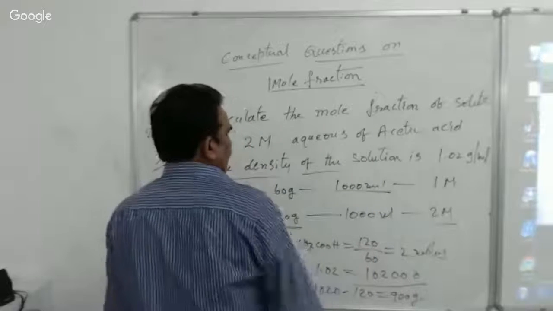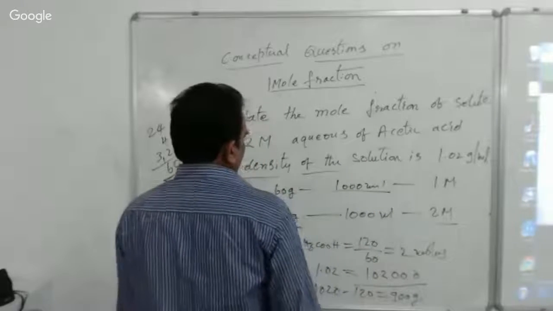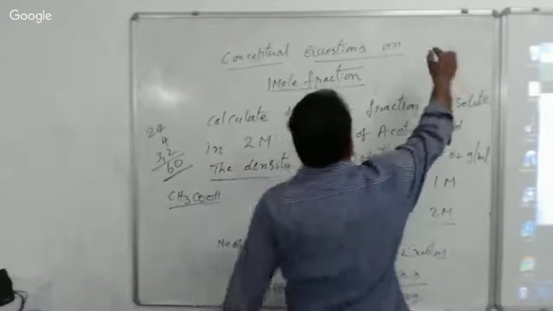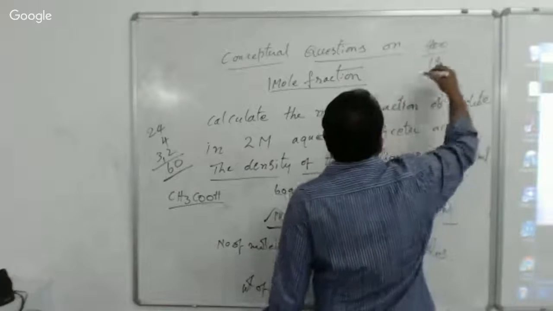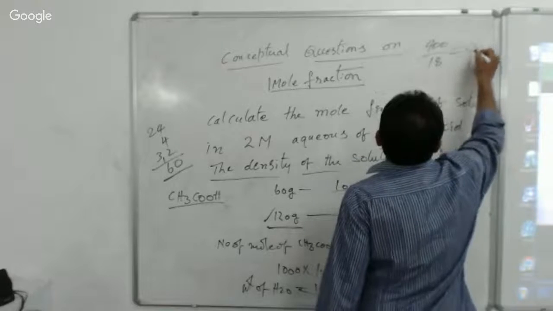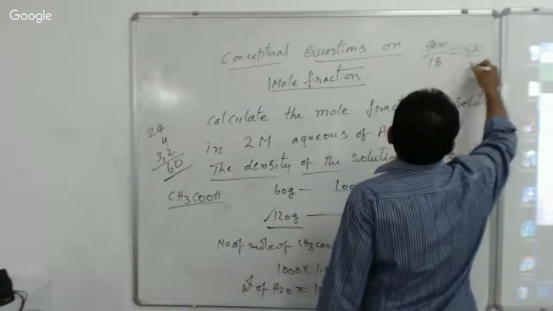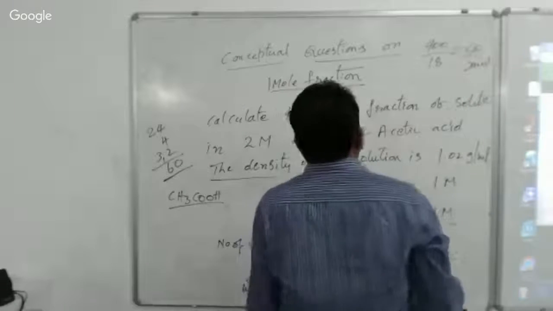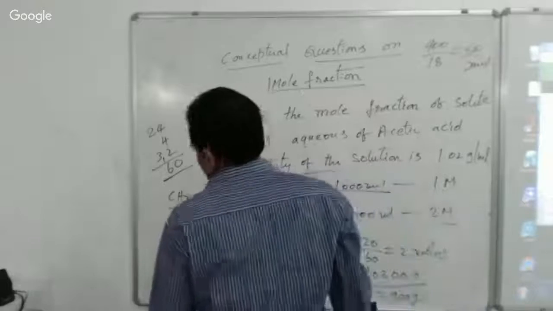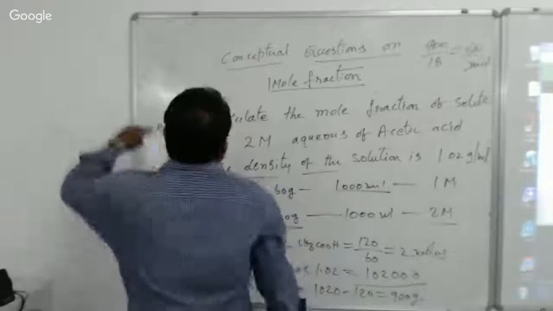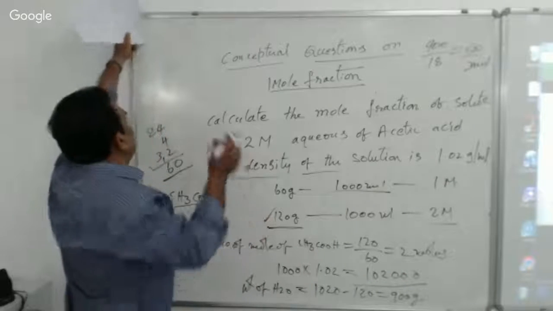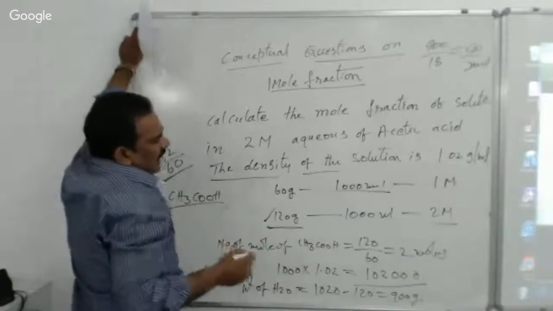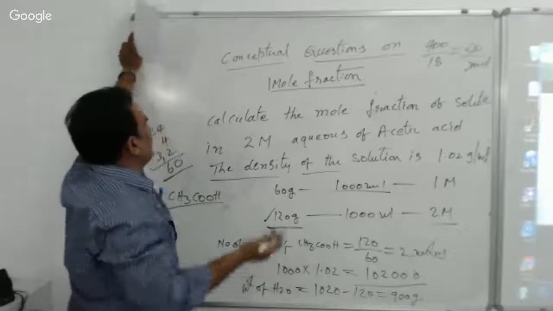Once I know the weight of water, I know the molecular weight of water. So 900 by 18, where 18 is the molecular weight of water, is 50. So I got 50 moles; the number of moles of water is 50. Now coming to the mole fractions. There are 2 moles of acetic acid and 50 moles of water, so the total is 52 moles. And the mole fraction of acetic acid is nothing but 2 by 52.